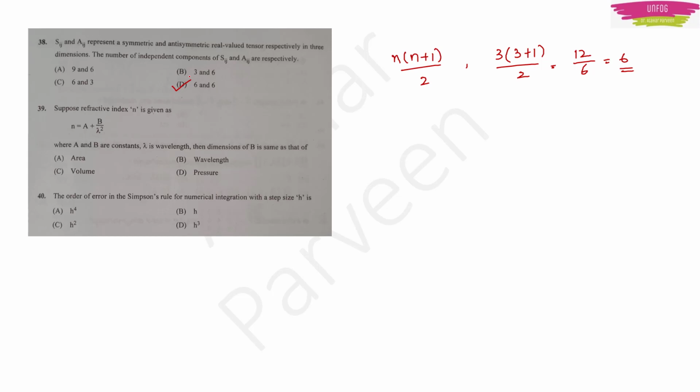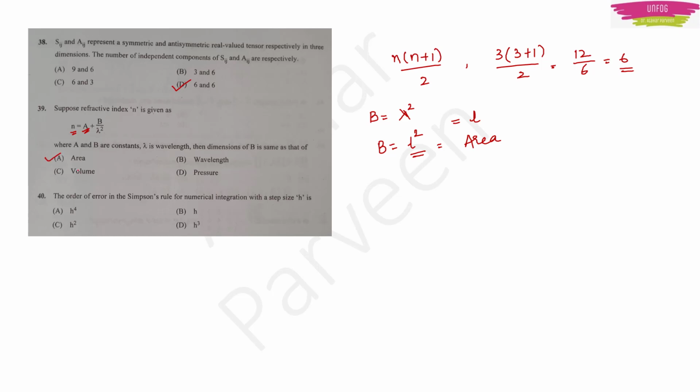Question number 39. Suppose refractive index n is given as n is equal to a plus b by lambda square, where a and b are constants, lambda is wavelength, then the dimensions of b are the same as that of. See, n is a constant. Anyway, refractive index will not have any dimension. A is a constant. Remaining is b by lambda square. So b will have the dimensions of lambda square. Now, what is the dimension of wavelength? It is L. So what will be the dimension of b? It will be L square. And what is L square? It is area, isn't it? So option A is the right answer.